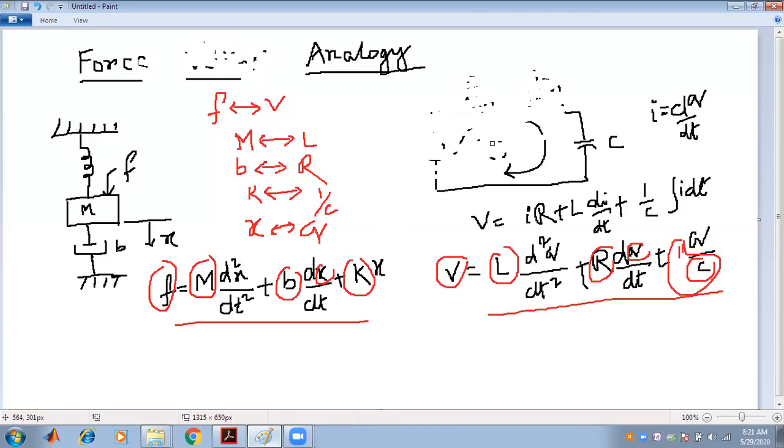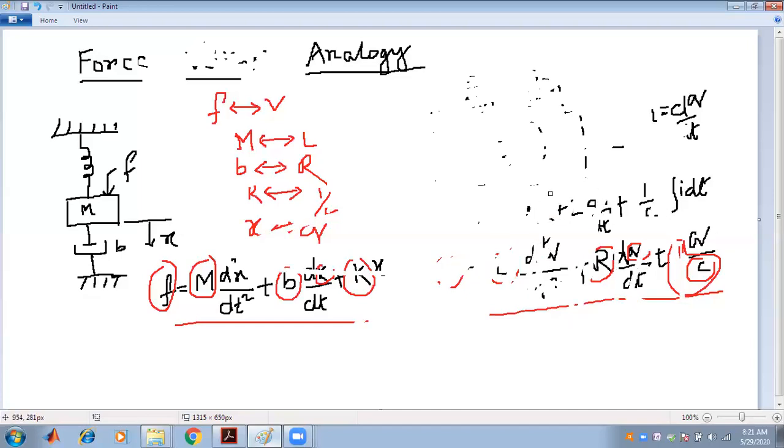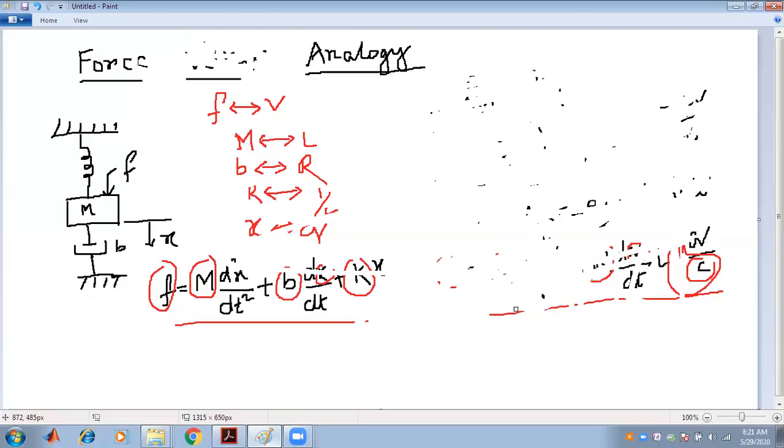The same thing can be done with the help of the force current analogy, so we can easily relate how they are related to each other. We have done the force voltage analogy: if there is a voltage source, the resistance, the inductor, the capacitor, and also the charge can be replaced. That is easily found with the help of the force voltage analogy.